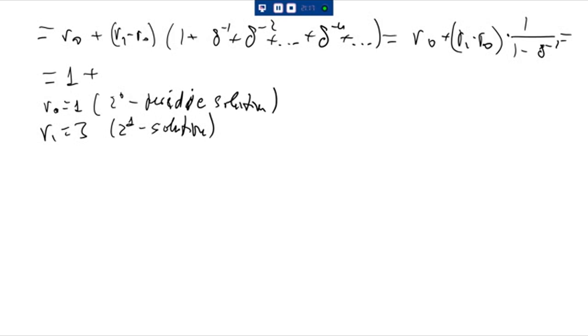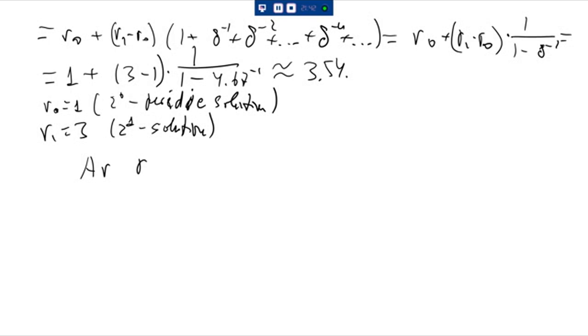So what we got is 3 minus 1 times 1 over 1 minus delta, which was 4.67. So it is 4.67 to the power of minus 1. And this can be calculated. This is roughly 3.54. So what is our conclusion? At r roughly 3.54, we get chaotic dynamics.